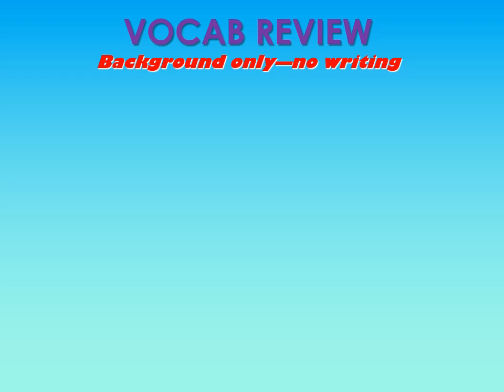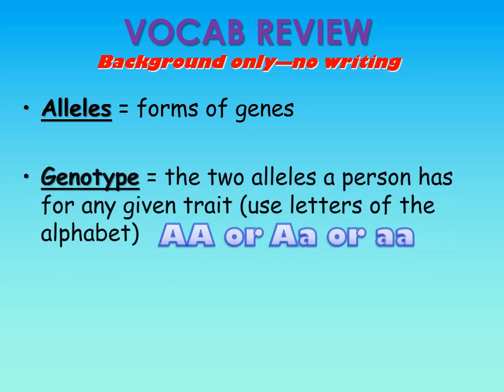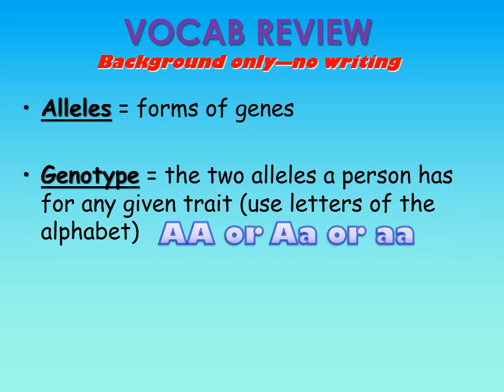First, some vocabulary review from last week. You don't have to write this down, it's already in the notes you took last week. Remember that alleles is the word we use to represent forms of genes that are in a person, and you have two alleles for every trait. One came from mom, one came from dad. And we call that your genotype. It's represented by letters of the alphabet. And again, each letter of the two, one came from mom, one came from dad.